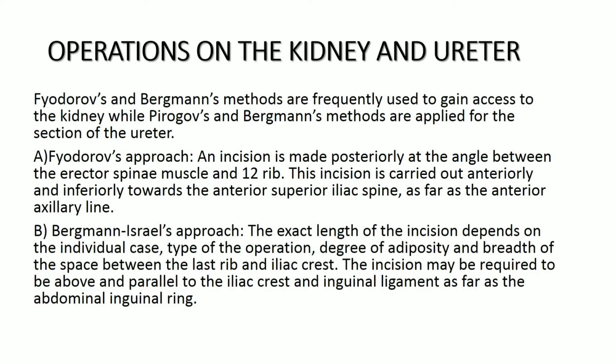So let's start. Operations on the kidney and ureters. Fierotropes and Bergman's method are frequently used to gain access to the kidney, while Prego's and Bergman's method are applied for the section of the ureter.